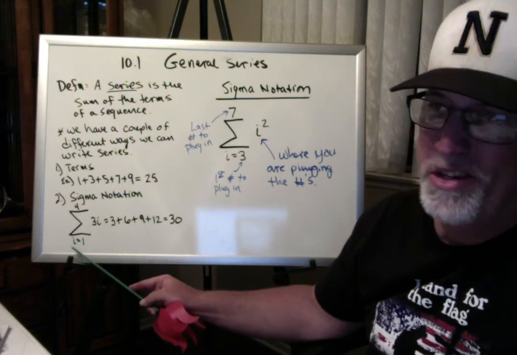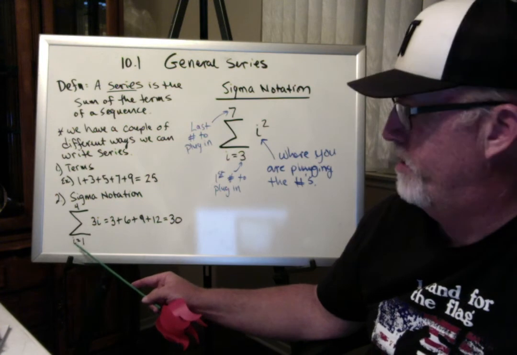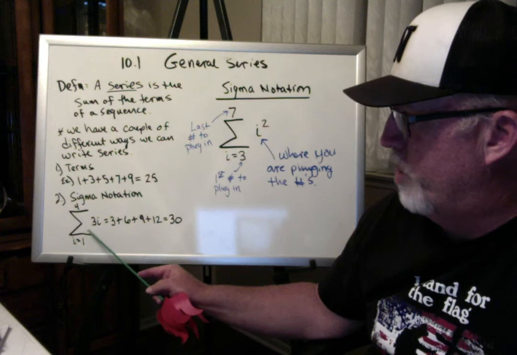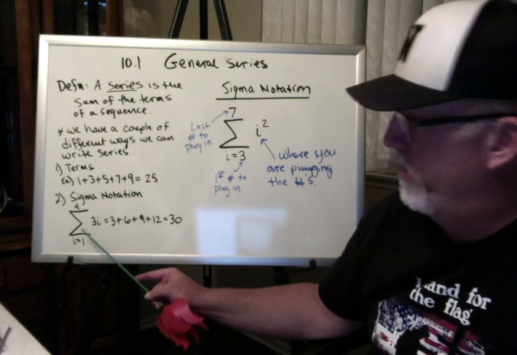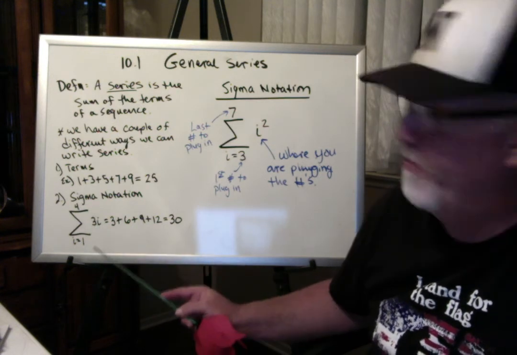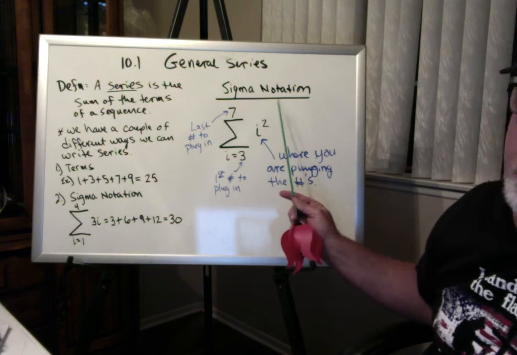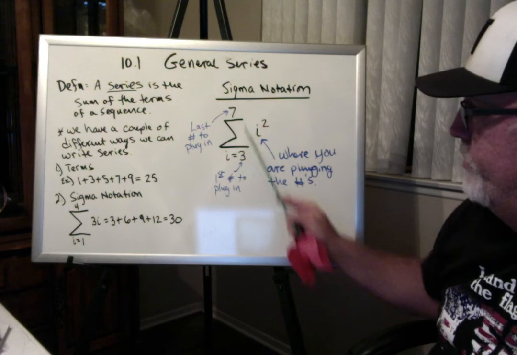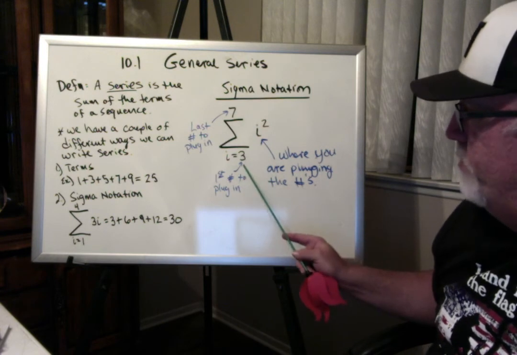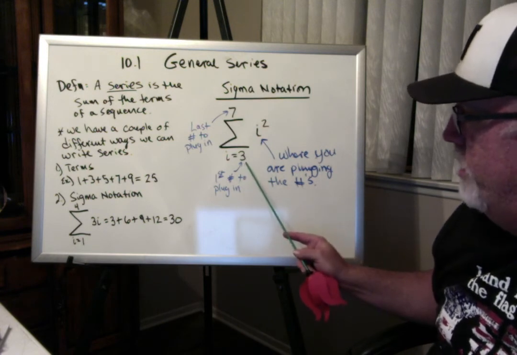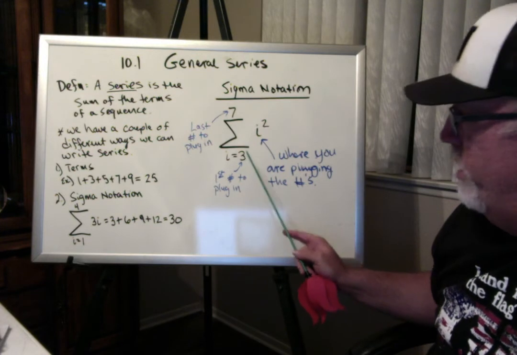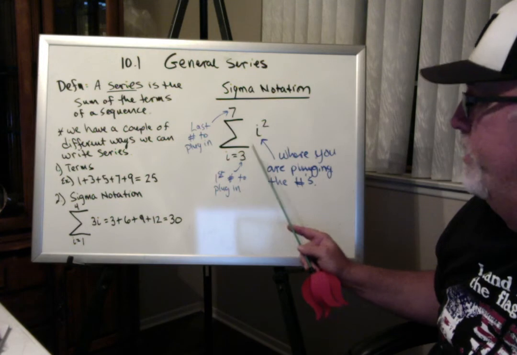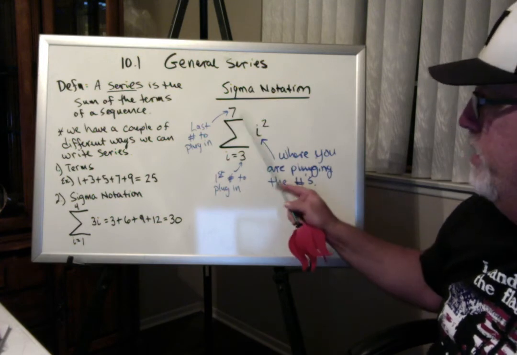They can use i, they use n, they use k sometimes. The number on the bottom is the number we would start by plugging into our little equation right here. The number on top is the last number we plug in. So you can see right here, I said that in this setup, sigma notation, i equals 3 to 7. We would start by plugging in 3 first, and then we would plug in 4, and then we plug in 5, and then we plug in 6, and we plug in 7. And we would get that.